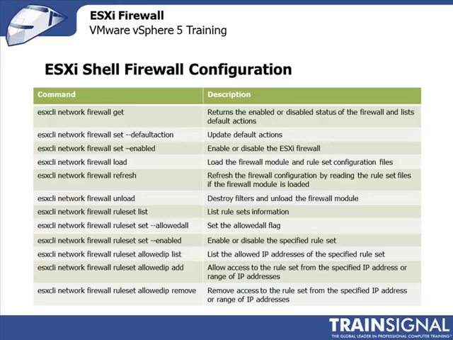Now, from an ESXi shell firewall configuration perspective, for those of you that don't want to configure ESXi from the GUI, that want to go through the shell, that want to configure it from the command line, these are the different commands that you can use against the firewall in order to configure it. There's a bunch of commands here with a description that I've also put on the screen for you in case you wanted to configure your firewall from the command line.